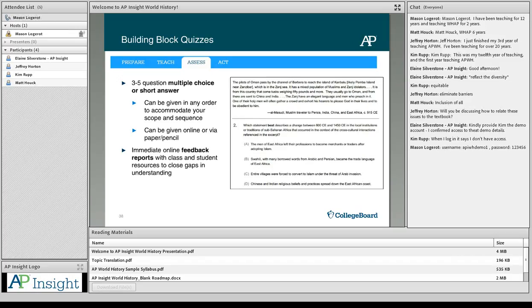The two different types of assessments you'll see. The first one is building block quizzes. And these are usually about 3 to 5 questions, mainly multiple choice, but some short answer. And the multiple choice questions are really designed to look like the AP test questions. Usually there's some sort of stimulus, some kind of reading, followed by the multiple choice questions.